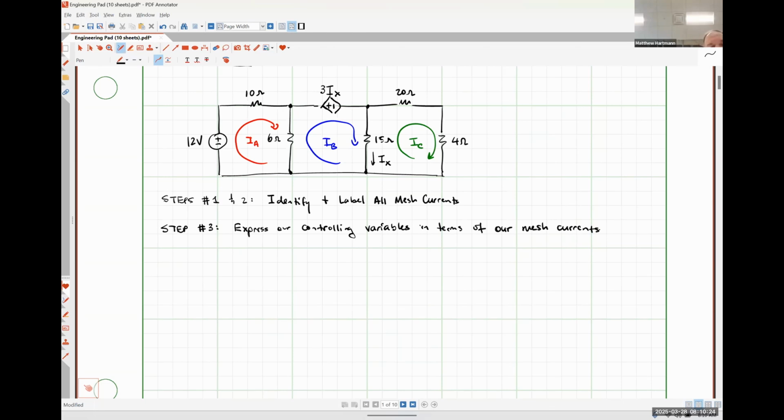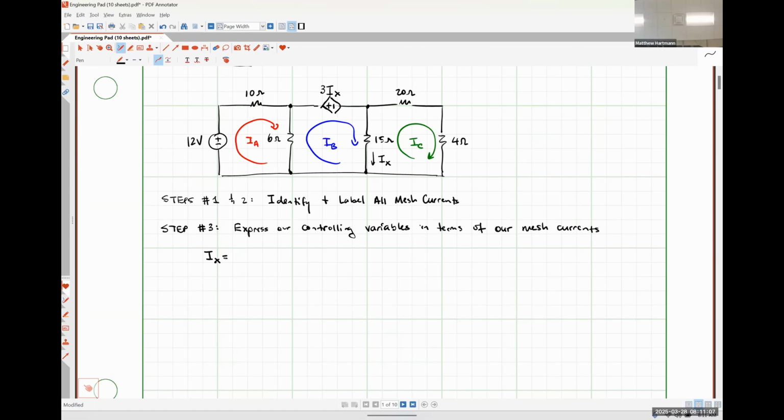Okay. So in this system, our controlling variable is the current IX that's defined as flowing down through the 15 ohm resistor, okay? So what we're going to do here is kind of similar to how we define voltages in nodal analysis. In nodal analysis, I always said that the voltage was going to be equal to the nodal voltage at the positive polarity terminal minus the nodal voltage at the negative polarity terminal. Here in mesh analysis, the current will be equal to the mesh current that's flowing in the same direction minus the mesh current that's flowing in the opposite direction, okay?